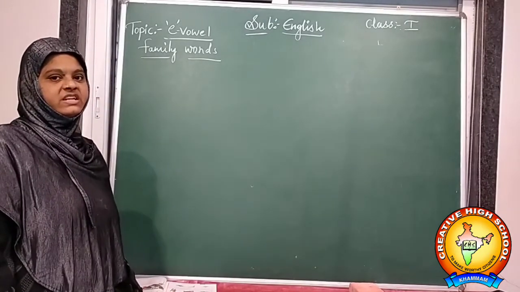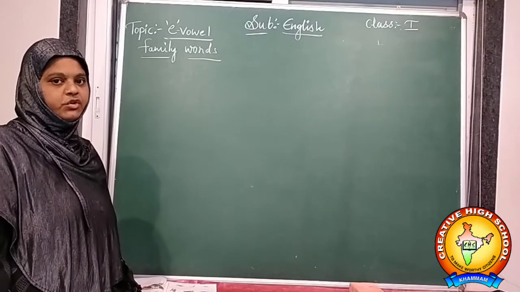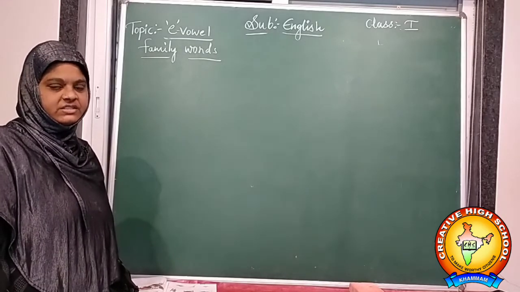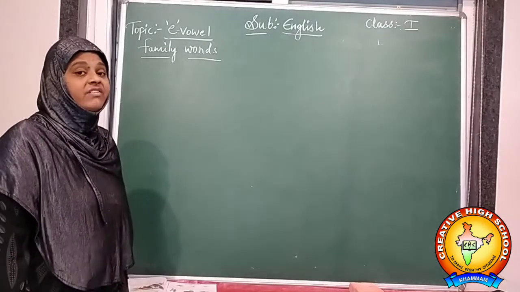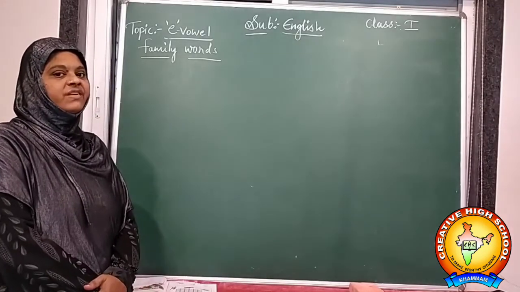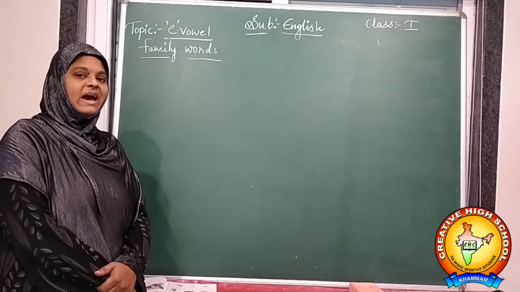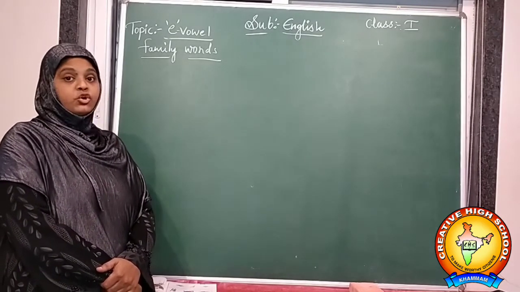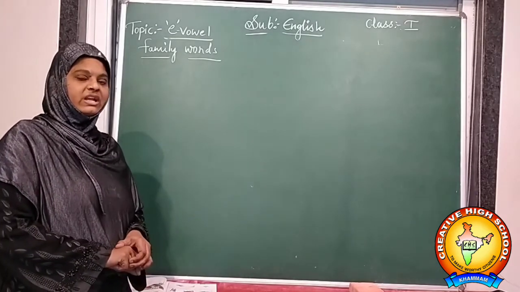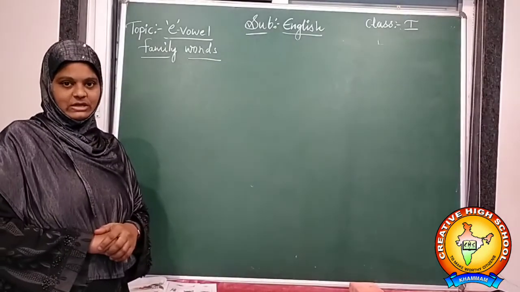So in the previous lesson we completed the A family words. Did you remember that one? A vowel family words, right? In that I gave you a homework. What homework did I give? I asked you to see the picture and match the picture with the alphabets. Today I am going to reveal the answers to that, and I am going to tell you about the next topic, the E vowel sound words.